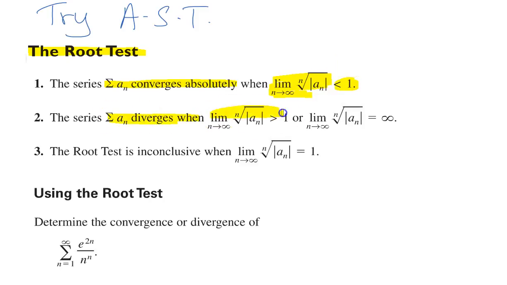The series diverges if the limit as n goes to infinity of the nth root of absolute value of a_n is bigger than 1, or if that limit is equal to infinity. The root test is inconclusive, guys, just like the ratio test, when the limit turns out to be exactly equal to 1. Okay, those are the 3 conditions that you need to know, but you do not have to memorize them. Those 3 conditions will be given to you on the test.